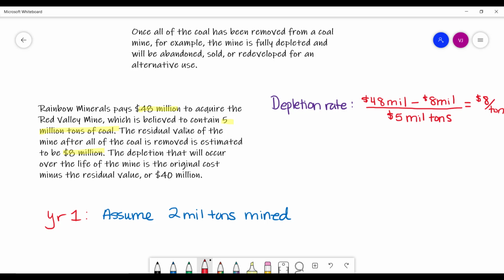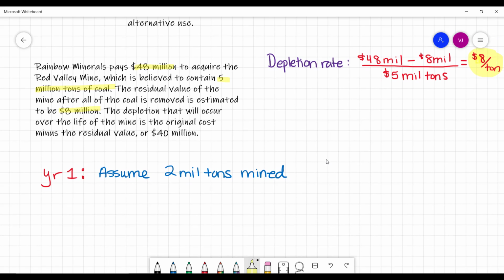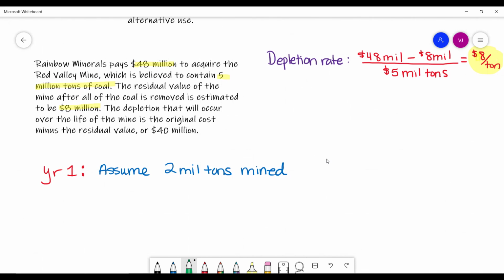Now, when we're at the end of year 1, let's assume we mined 2 million tons of coal. How will we determine the total depletion expense for the period? Well, we know what the depletion rate is. If we mined 2 million tons of coal, and the depletion rate is $8 per ton of coal, well, $8 times 2 million gives us $16 million of depletion.